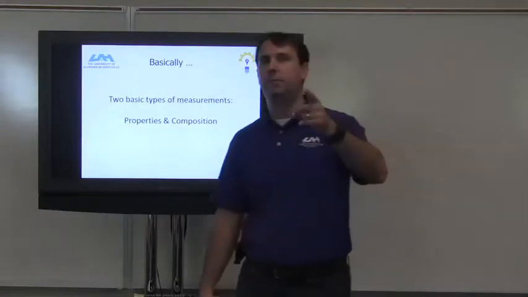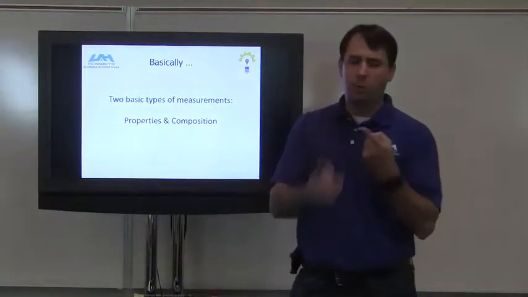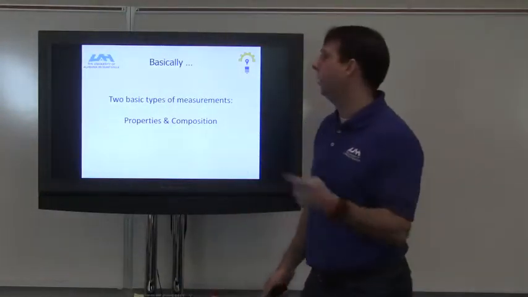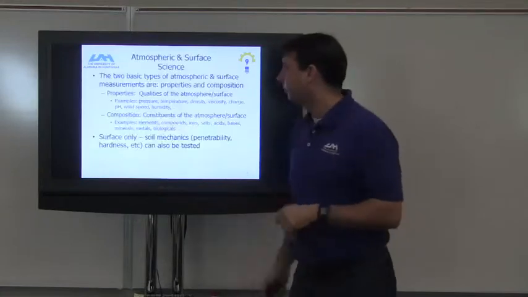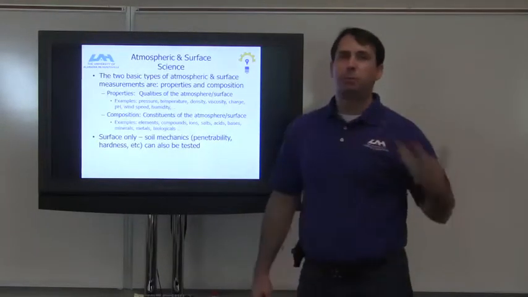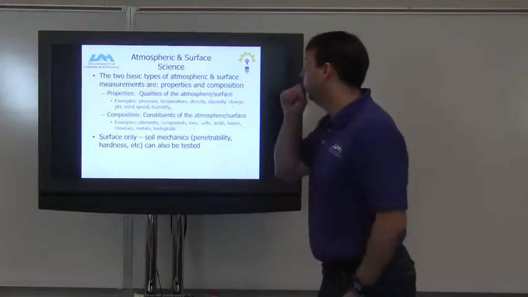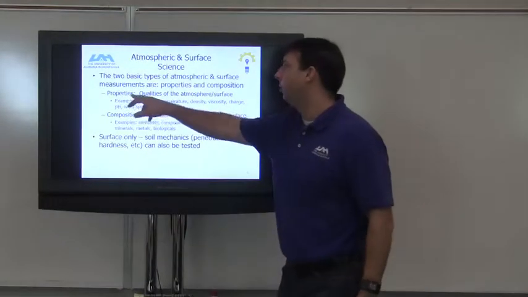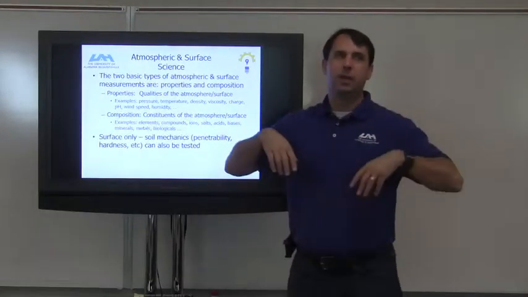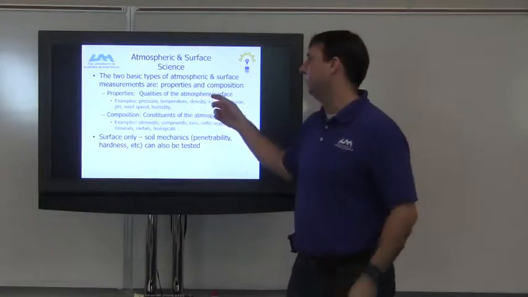Remember, there are basically 2 types of measurements: properties and composition. We're talking about what properties and composition are right now. Atmospheric and surface properties and composition. Properties are the qualities of something, the qualities of whatever you're measuring. In this case, atmosphere or surface.